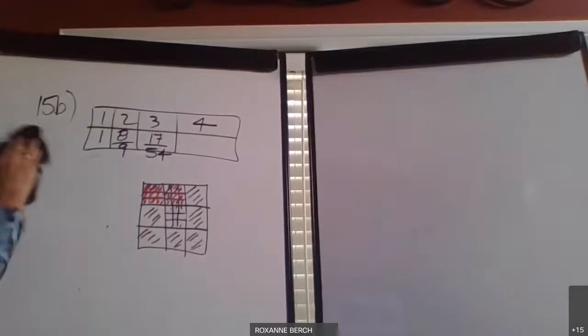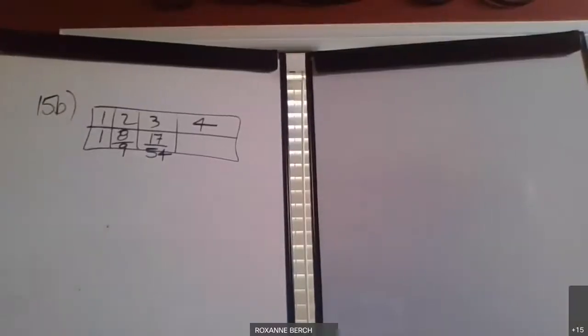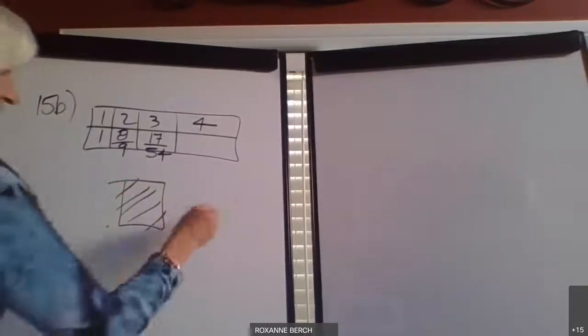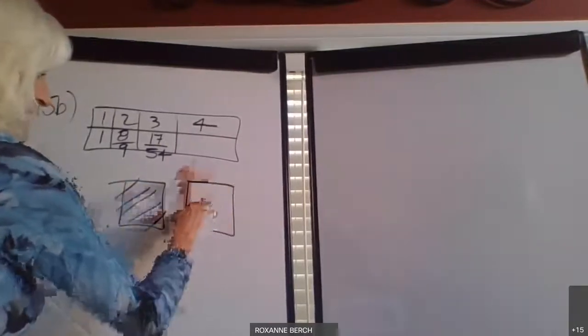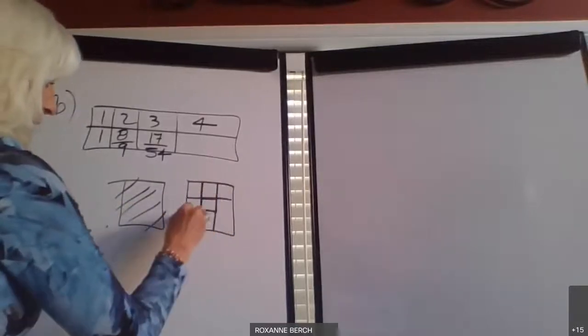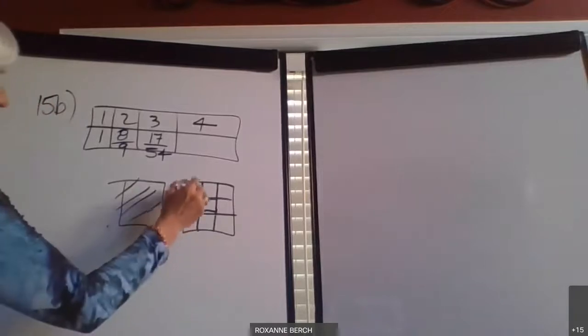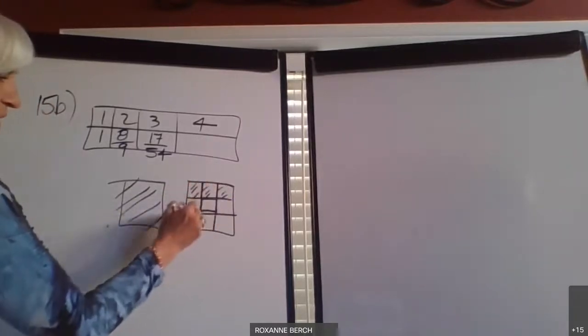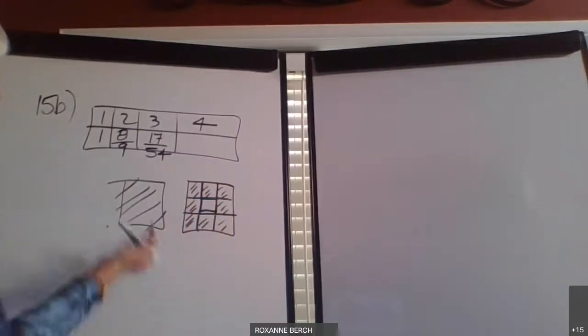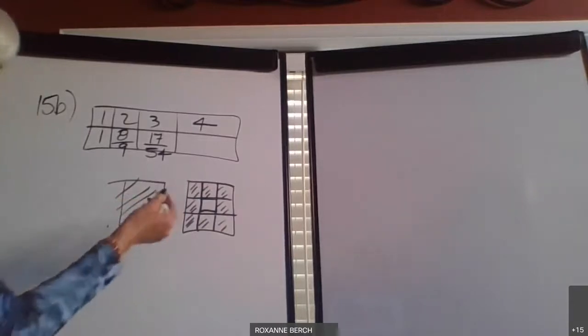Birch, I don't really understand how you got 17 over 54. Well, you're starting out with 1 square. And then the square has a piece taken out of it. So that means you have to break this down into a fraction. And this fraction is going to be what? How many are colored? 8 out of 9, right? 8 out of 9.